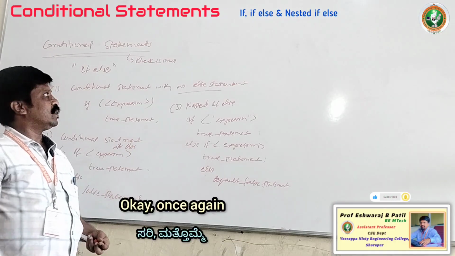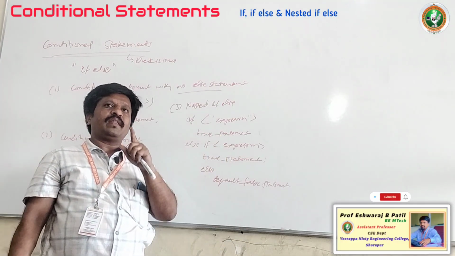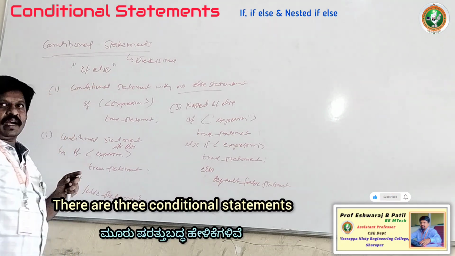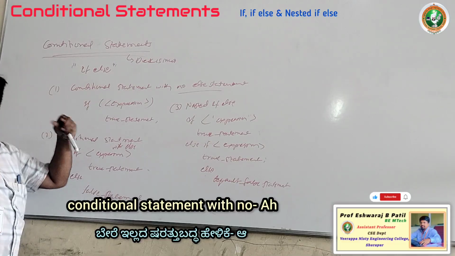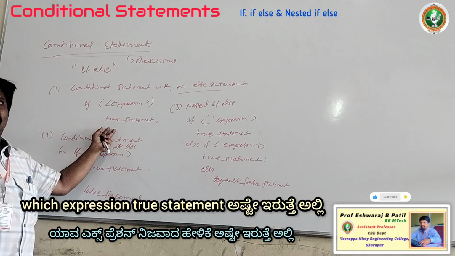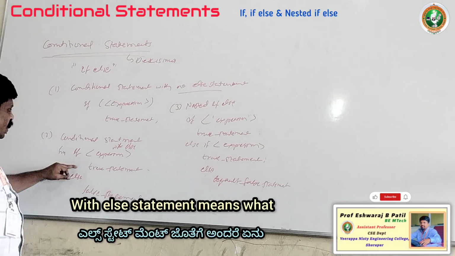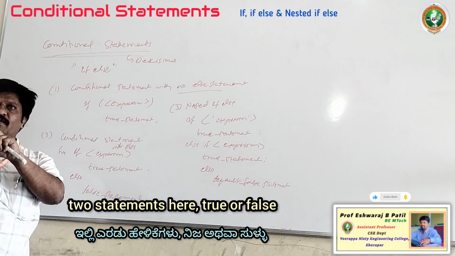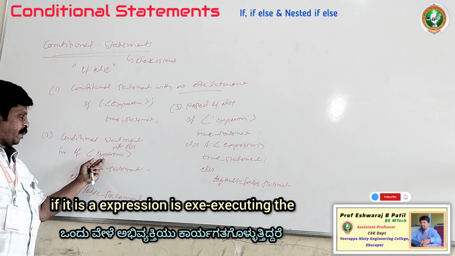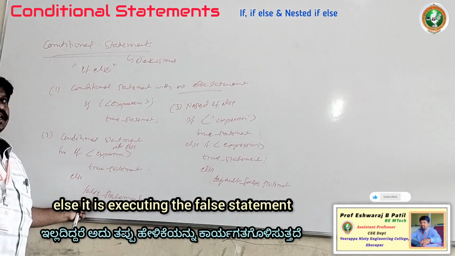Okay, got it? Once again I will repeat. Conditional statements are used to make decisions. The keyword for the conditional statement is if else. There are three conditional statements. One is the conditional statement without else statement, which has only an expression with the true statement. Next is the conditional statement with else statement, where we have one expression and two statements, true or false. If the expression has the true condition, it executes the true statement. Else it executes the false statement.